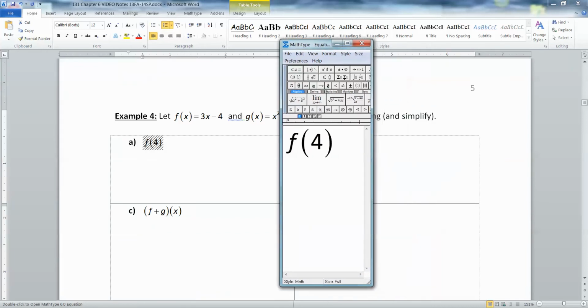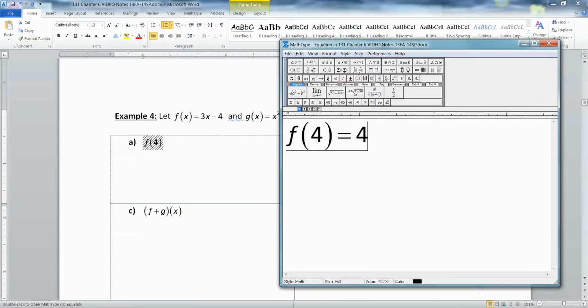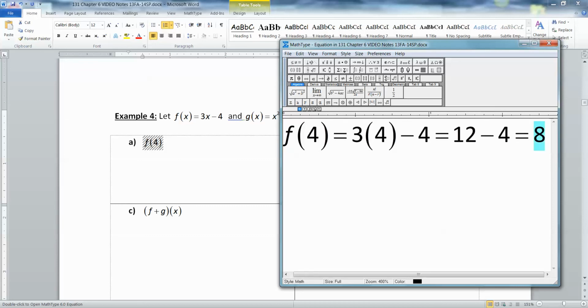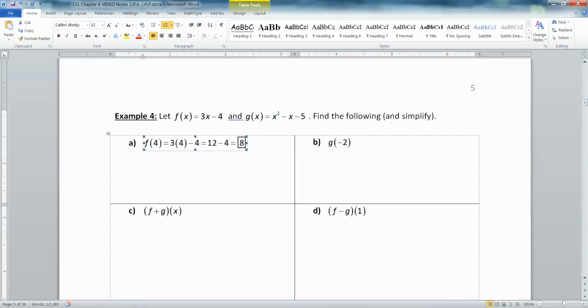Bring this over so we can see it. So it's 3 times 4 minus 4. That's 12, take away 4, which is 8. There we go. Done with that one. All right, that wasn't so bad. What about g of -2?